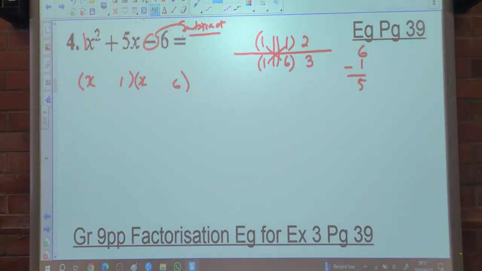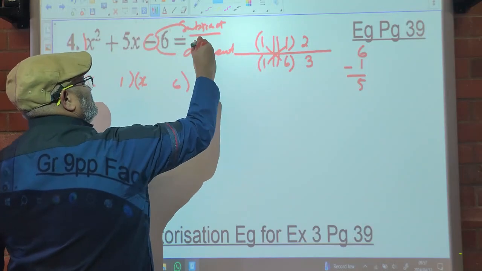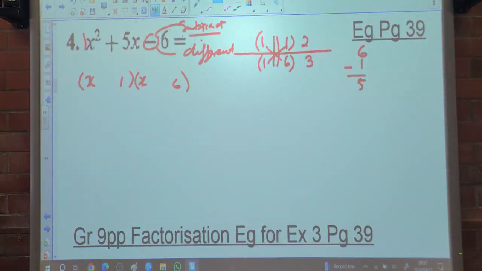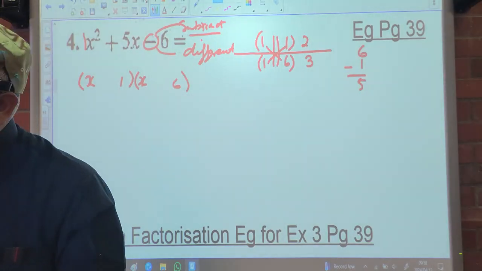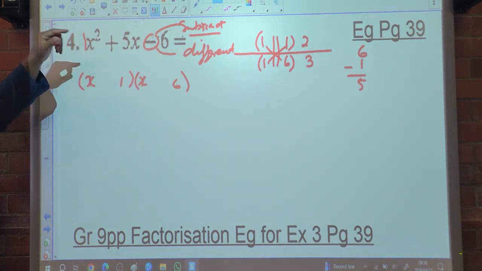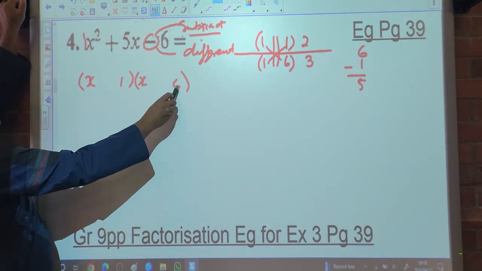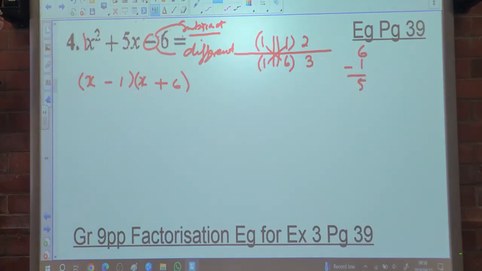What about our signs? Same sign, different signs? Different signs. Whenever this is negative, it will be different signs. Okay, so 1 plus and 1 minus. Not so? But the bigger product takes the sign of the middle term. And what is the sign of this middle term? Positive. So that's going to give us 1x and it's going to give us 6x. So which one must be positive? 6. That must be positive. Simple, no?